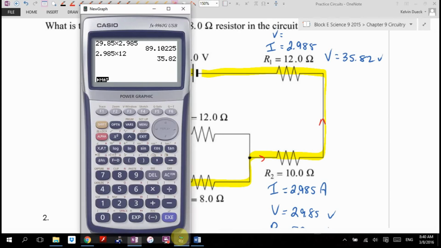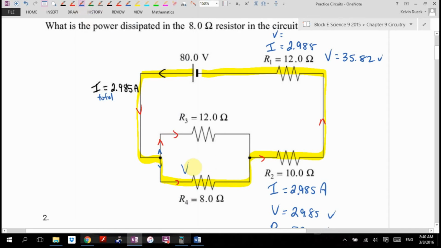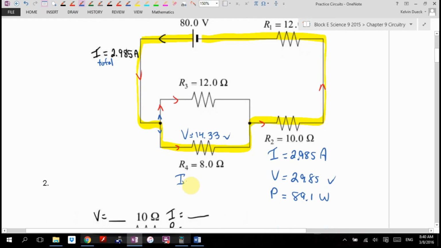Okay, so I think I can go like this: 80 minus 29.85 minus 35.82. You know what? This has to be 14.33 volts. Has to be. Why does that help? Because now I can find the current.